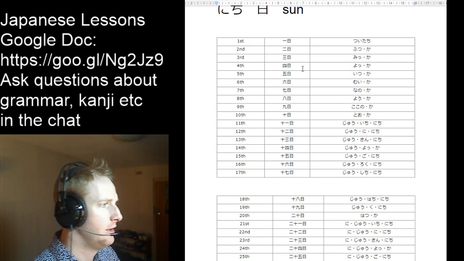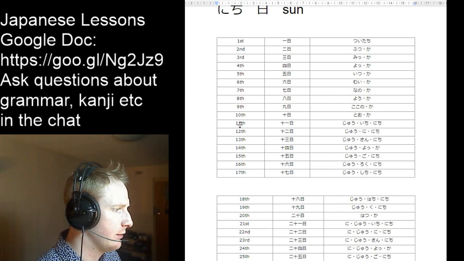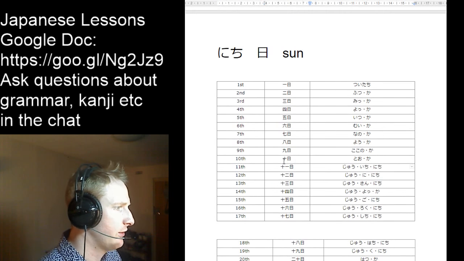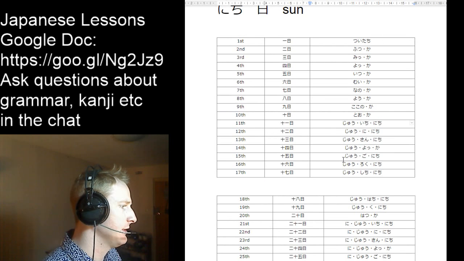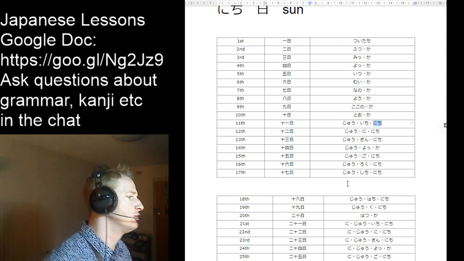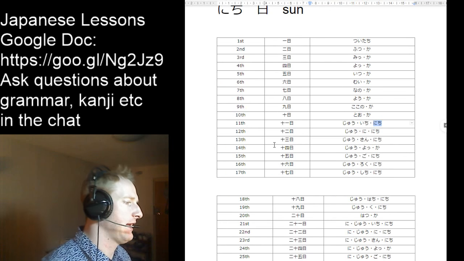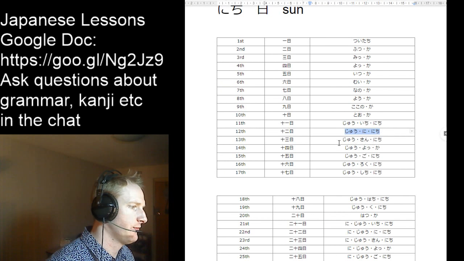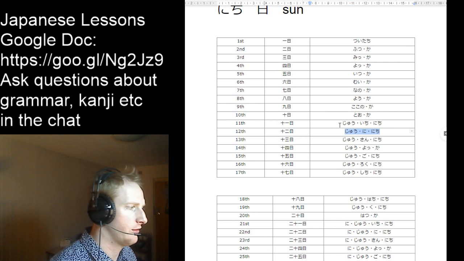So let's just skip 1 to 10 and start from 11, because I said 1 to 10 are a bit strange. So it's following the same formula that we're used to. We take a number, so ju ichi, which is 11, and then we add nichi, which means day. So ju ichi nichi is like the 11th day of the month. Ju ni nichi, 12th day, and so on and so forth.